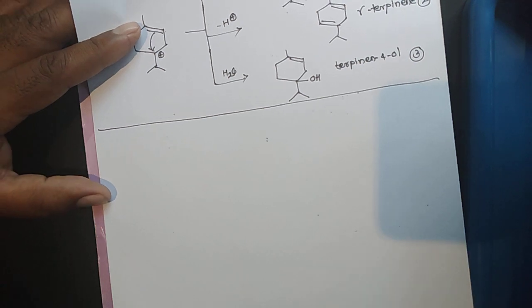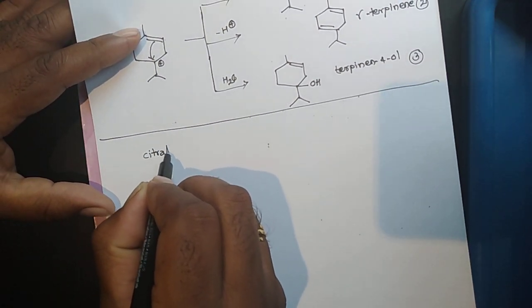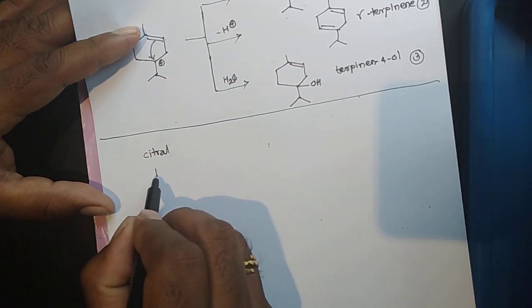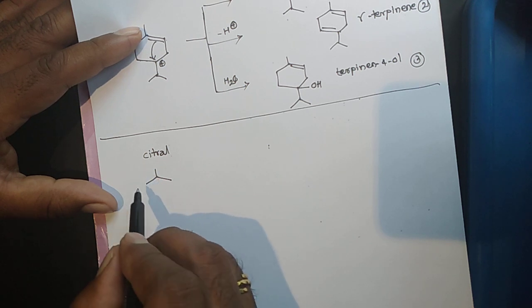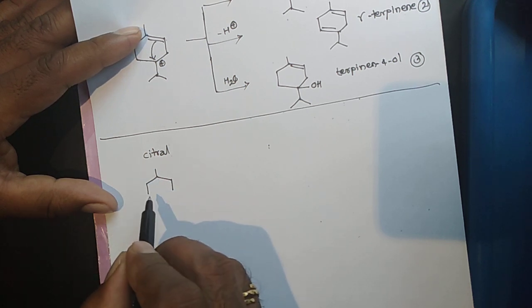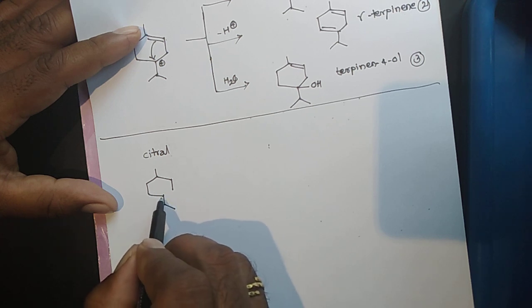So hope you remember this compound, which is citral. How can we write it down? Citral is an open compound, the only terpenoid we have learned whose structure is open. Open means not cyclic, right?